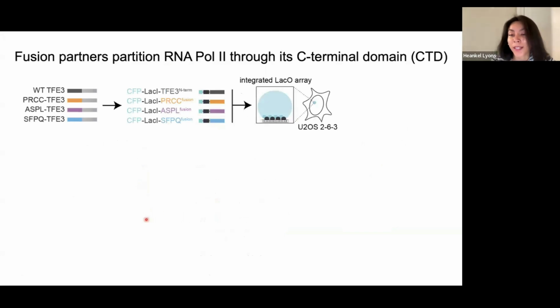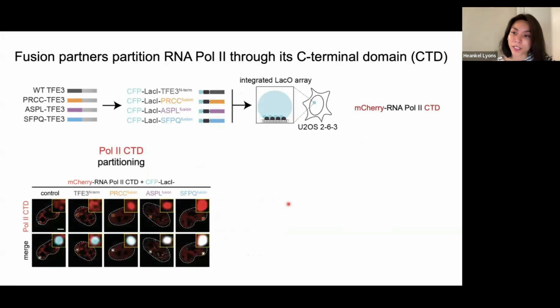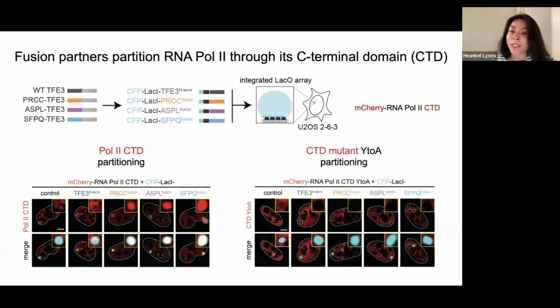And so I went back to the Lac array system, and this time I'm only testing the mCherry RNA Pol II CTD. And so as you can see here, the fusions, once again, they capture the RNA Pol II CTD. And when I test a mutant of the CTD where I substitute the tyrosines by alanines, the mutant no longer gets into the condensates.